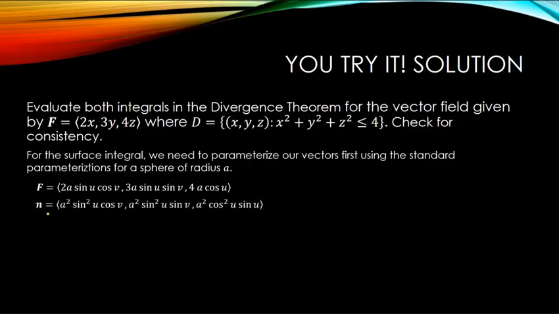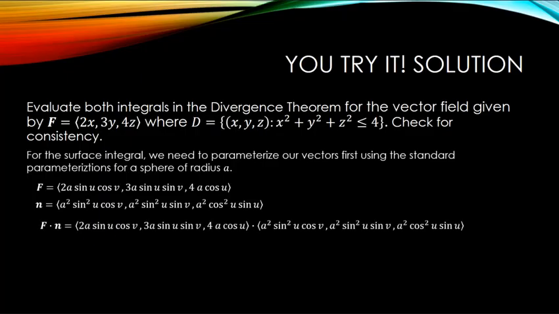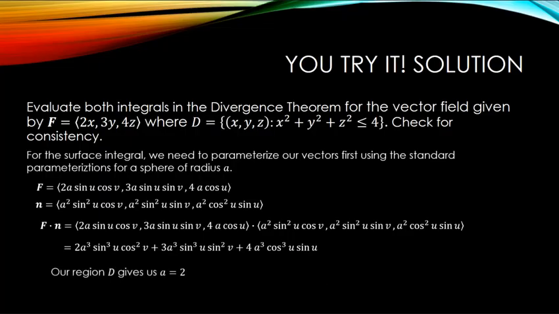My normal vector becomes a vector with components a squared sine squared u cosine v, a squared sine squared u sine v, and a squared cosine u sine u. F dotted with n will give me 2a cubed sine cubed u cosine squared v plus 3a cubed sine cubed u sine squared v plus 4a cubed cosine cubed u sine u. Our region D gives me an a of 2, so that f dotted with n is equal to 16 sine cubed u cosine squared v plus 24 sine cubed u sine squared v plus 32 cosine cubed u sine u.